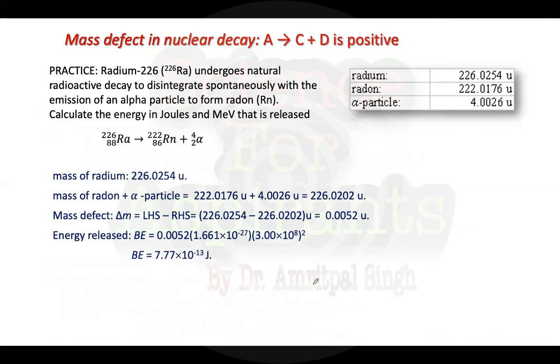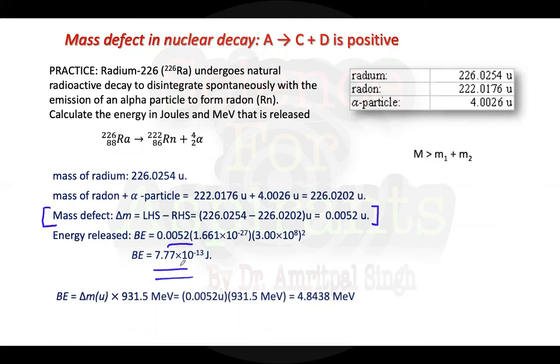So this is for your practice. A reaction is given, and you have to find the binding energy of this, how much energy is being released in this particular nuclear reaction. As I have told you, first of all we need to calculate the mass defect, and from this mass defect we can find out the amount of energy which is being released for that particular nuclear reaction.